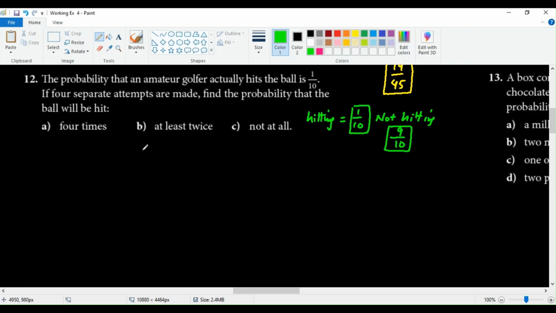Now, when 4 hits, that means 1 over 10 is 4 times, okay? So it's going to be power 4. So this is going to give us 1 over 10,000.